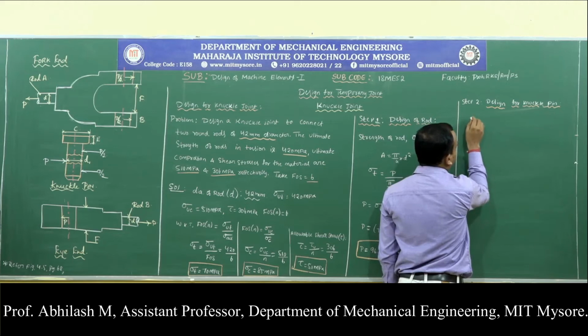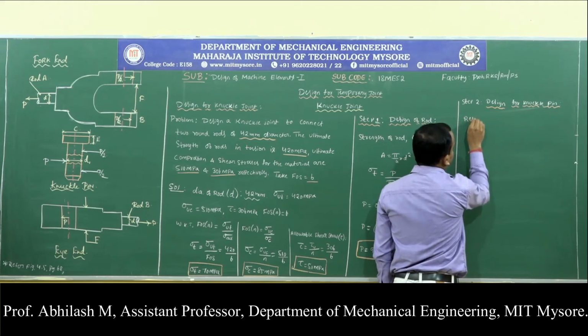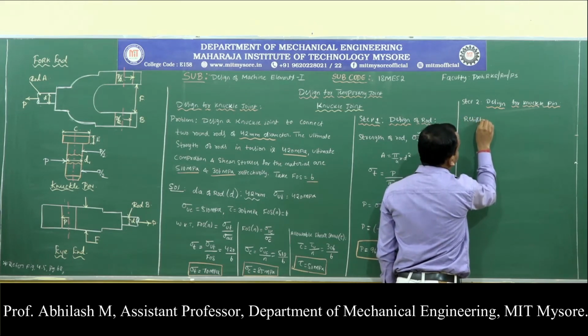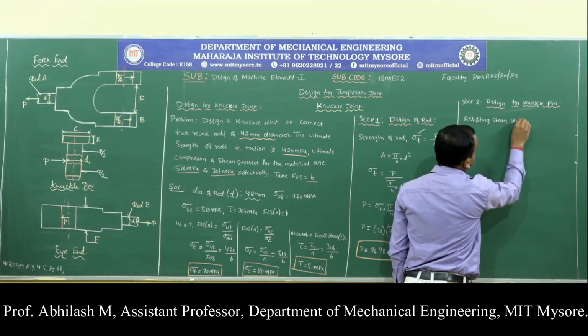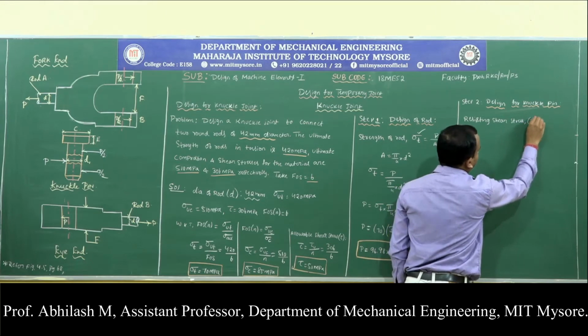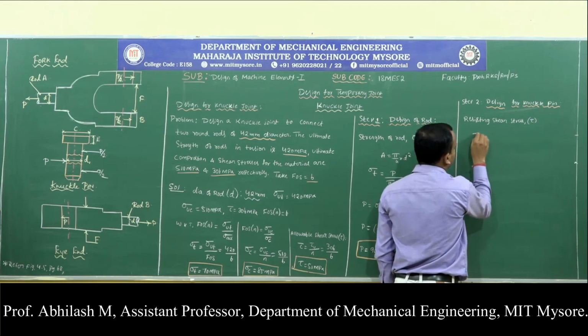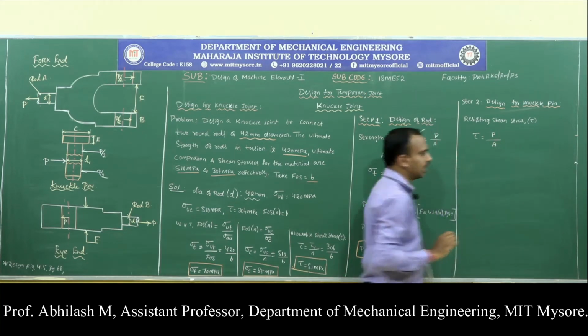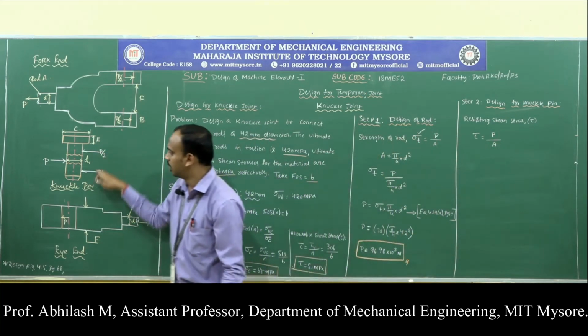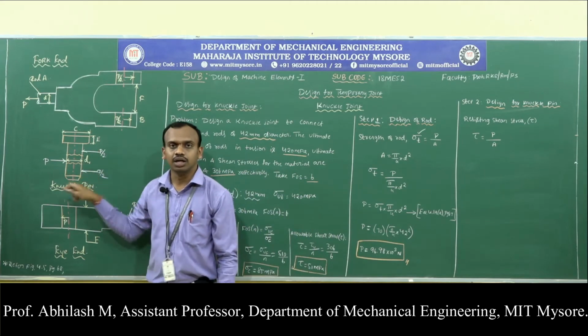What is the general equation for the shear stress? The resisting shear stress, denoted by the term tau, will be equal to load divided by area. Is it undergoing single shear or double shear? It is undergoing double shear.